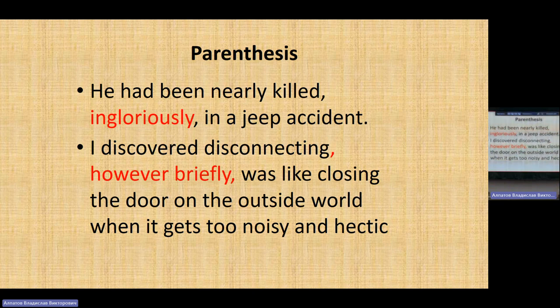Now we also detach it, not only with the help of punctuation, but if we pronounce it, we detach it with our tone. Right, killed. Ingloriously in a jeep accident. I discovered disconnecting, however briefly, was like closing the door on the outside world when it gets too noisy and hectic. This is a sentence from an article about the benefits of disconnecting and unplugging, which is on the agenda today when so many people are constantly connected to the internet. Right, and disconnecting is the activity which many people have to engage in nowadays. So unplugging from the devices, from the social networks and everything. And that was the article about the benefits of disconnecting. Disconnecting, however briefly, no matter how briefly, right?